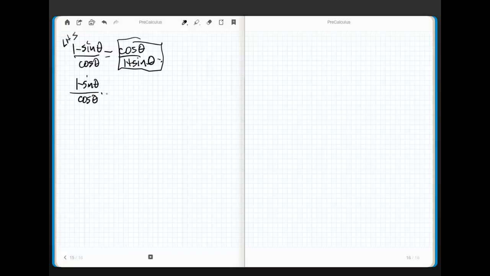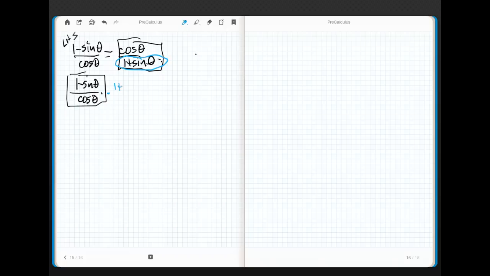Watch. Do you agree that if I'm going to make this side look like this, then this side is going to have to gain a 1 plus sine theta in the denominator, right? It doesn't have a 1 plus sine theta in the denominator, but this one does. So watch, I'm going to brute force it. The laws of mathematics say at any point you can add 0 or you can multiply by 1. We've used this idea before.